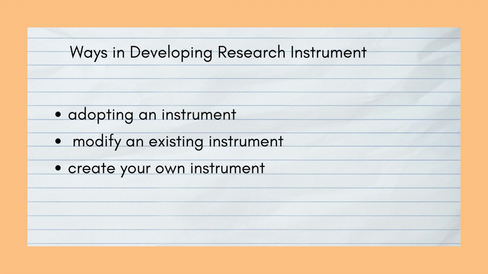There are three ways you can consider in developing the research instrument for your study. First is adapting an instrument. This means that you will utilize an instrument that has been used in well-known institutions or reputable studies and publications. However, if the available tests do not generate the exact data that you want to obtain, in this case, you may either modify an existing instrument or create your own instrument.